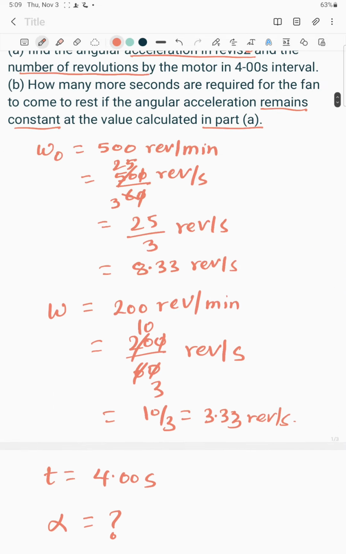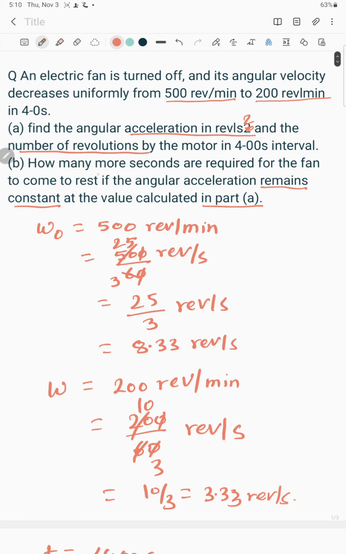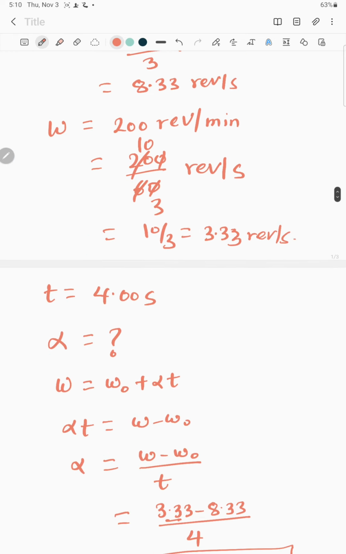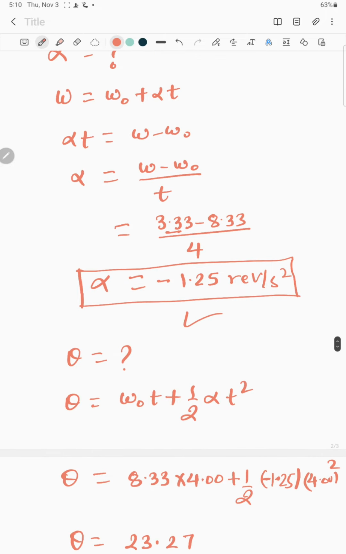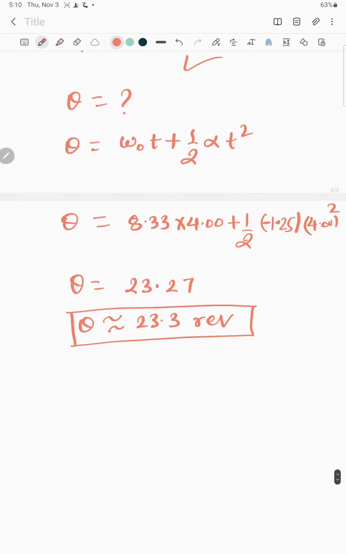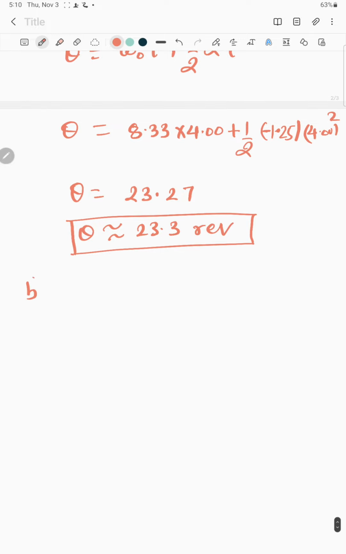Also in part B, if I go back here, how many more seconds are required for the fan to come to rest if the angular acceleration remains constant? What do you mean by angular acceleration remains constant? Angular acceleration we calculated in the first part, which is this one, right? Negative 1.25 revolutions per second squared. So for part B, our angular acceleration will be negative 1.25 revolutions per second squared. This should remain constant.